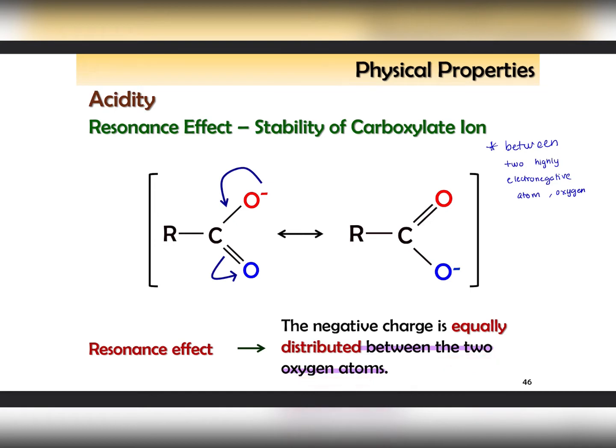So, remember, oxygen is highly electronegative atom. Okay, so sebab tu dia menjadikan this carboxylate ion lebih stable compared to phenoxide ion. Okay, so nanti kita akan tengoklah phenoxide ion. Ini kita dah jumpa before this dalam chapter hydroxy compound phenol. The carboxylate ion more stable and dia akan prefer untuk release the H plus ion. So, bila concentration of H plus ion tinggi, that will make it more acidic.